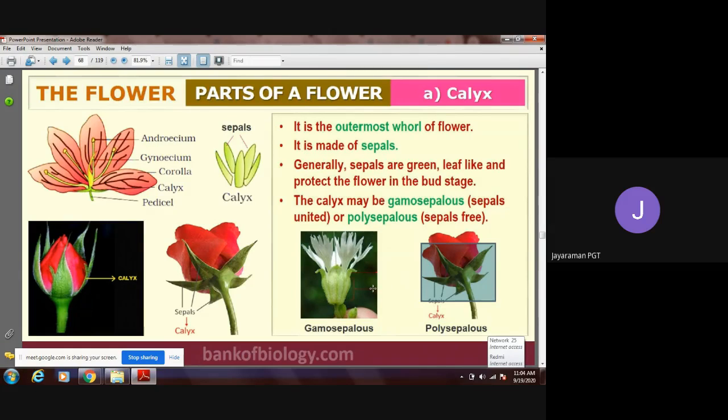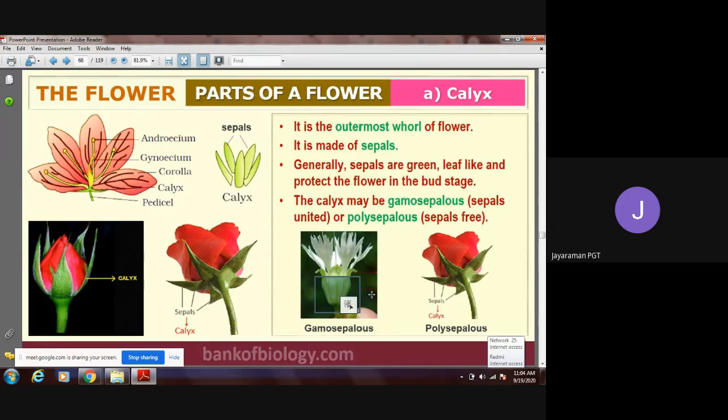When the sepals are joined, then it is called gamosepalous. You can see the sepals are joined. Almost 90% is joined, only the tip is free. So when 90% is joined, it is known as joined sepals or united sepals or fused sepals. It is known as gamosepalous. So gamo, wherever the term comes, means fusion, fused. So fused sepals, united sepals. Poly means many or free, so this is the contrast. Polysepalous means sepals are free in nature.